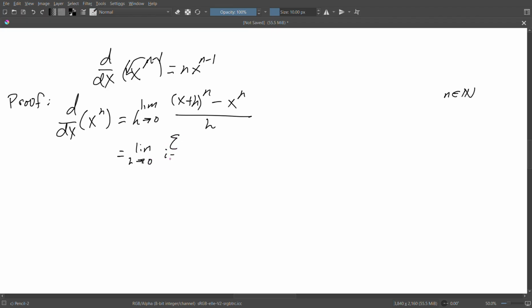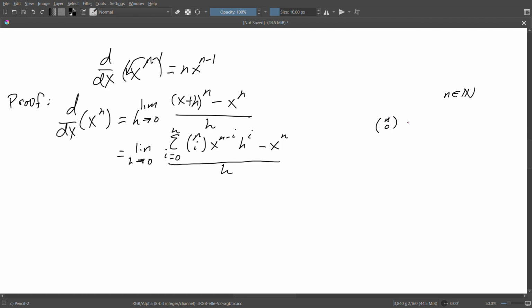This is going to be the limit as h approaches 0 of the sum from i equals 0 to n of n choose i times x to the n minus i times h to the i. And then we still have our minus x to the n, that didn't go anywhere, and we also still have our divided by h. Okay, so then let's think about the i equals 0 term in this sum.